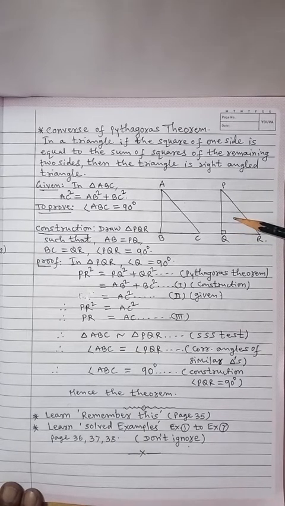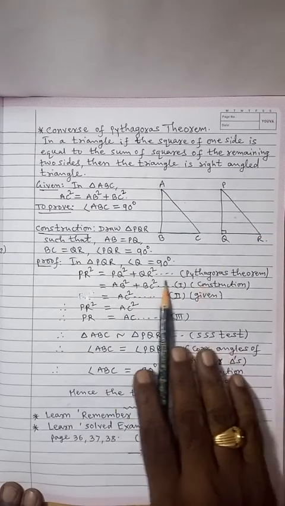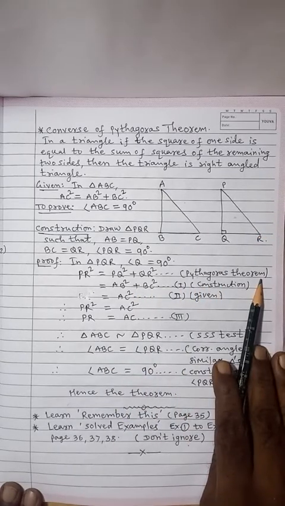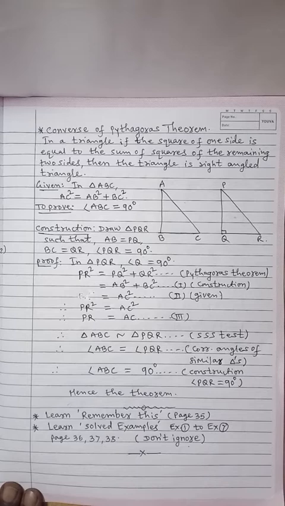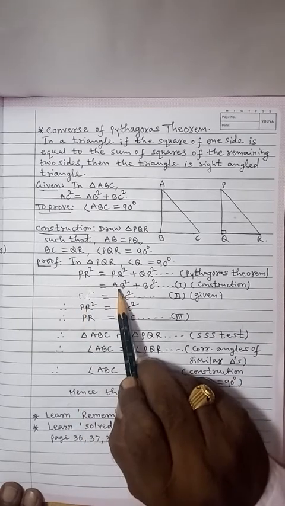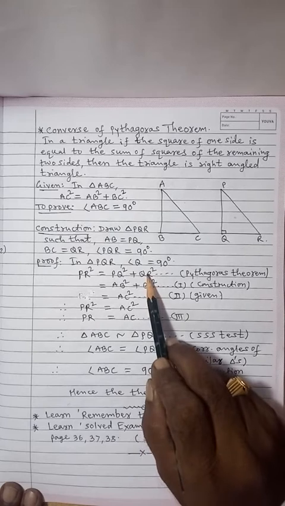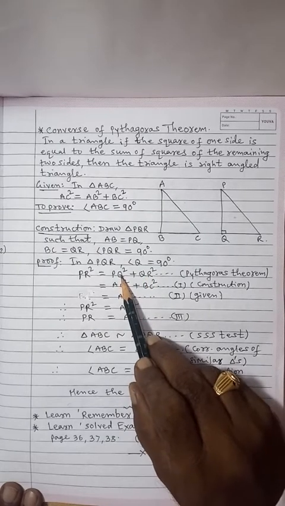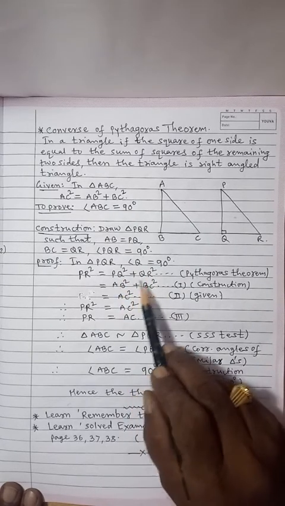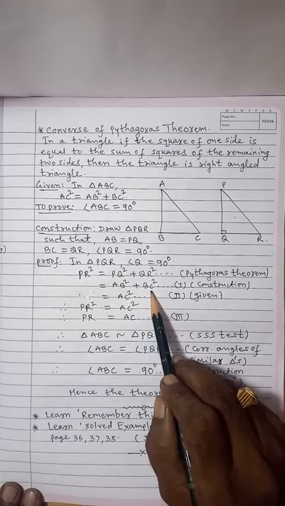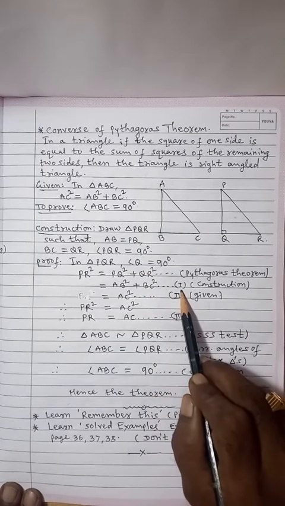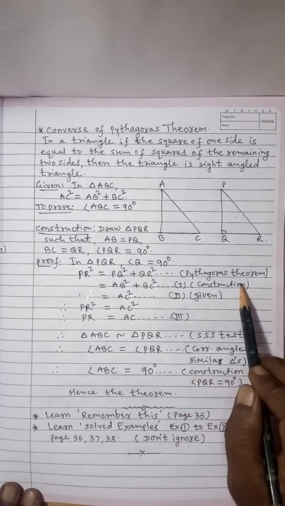So using Pythagoras theorem, what we get? PR square is equal to PQ square plus QR square. So this is because of Pythagoras theorem. But in the construction, what we have done? AB is equal to PQ and BC is equal to QR. So for PQ square, I will write AB square. For QR square, I will write BC square. This is result number 1 and this is because of construction.